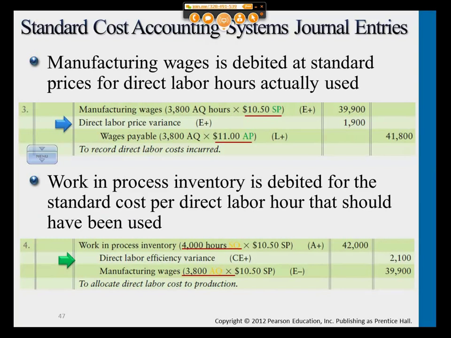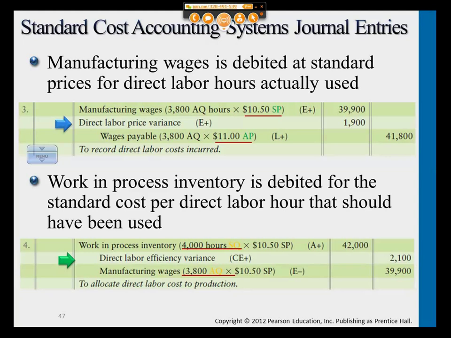third and fourth entry. So again, in our standard cost accounting system, we're trying to learn our journal entries, and let's look at the other rule. So we have our manufacturing wages that are debited at standard prices for direct labor hours that are actually used. Okay, so let's look at entry 3. What do we have here? We have our manufacturing wages that are debited at $10.50, which is a standard price, and we multiply it by the actual quantity of hours, which is direct labor hours that were used, right?